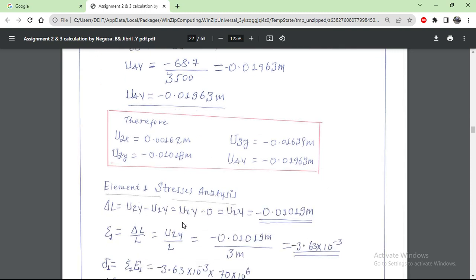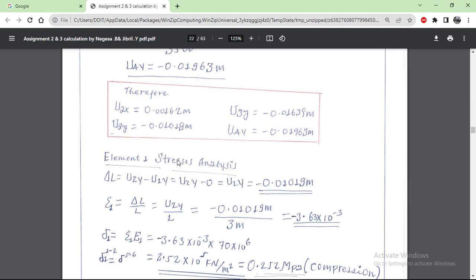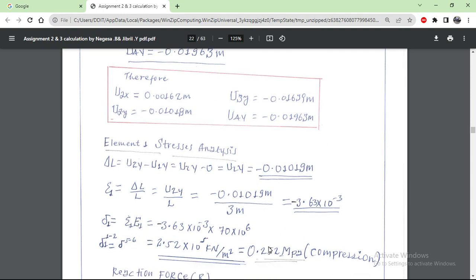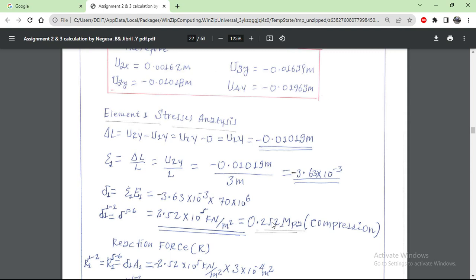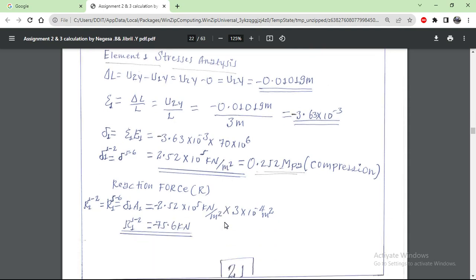For element number 1, we calculate the change of stress. Stress means changes of the displacements. Then we get stress, strain, and the element force, similar to equation number 1. Compression, negative shows that this one is negative. We have a negative here. For that reason, we say compression. The element forces are in compression. Reaction forces are in compression.